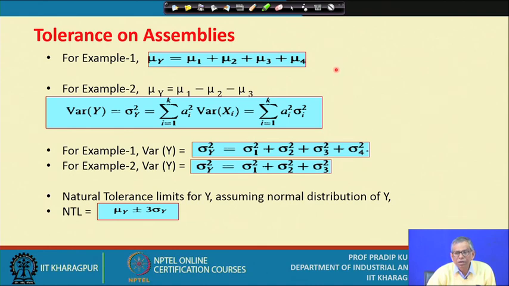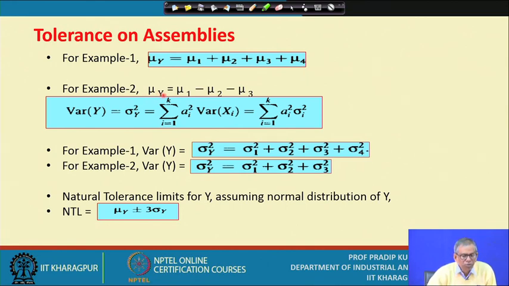That means μy = Σ (i = 1 to k) ai μi. Is it okay? So what is ai over here? Here all these ai values will be 1. So that's why it is 1 into μ1 plus 1 into μ2 plus 1 into μ3 plus 1 into μ4. Only 4 components you have considered. Is it okay? So in general we consider k number of components.